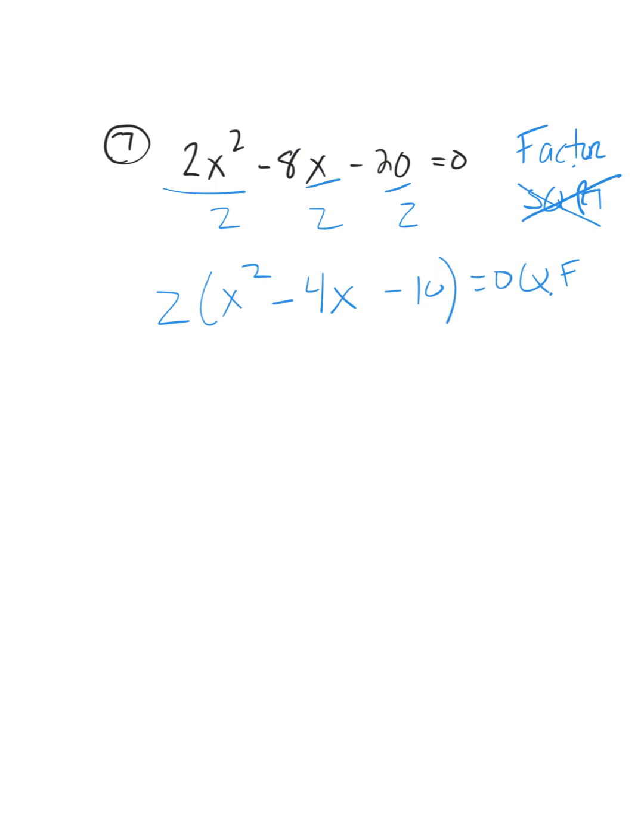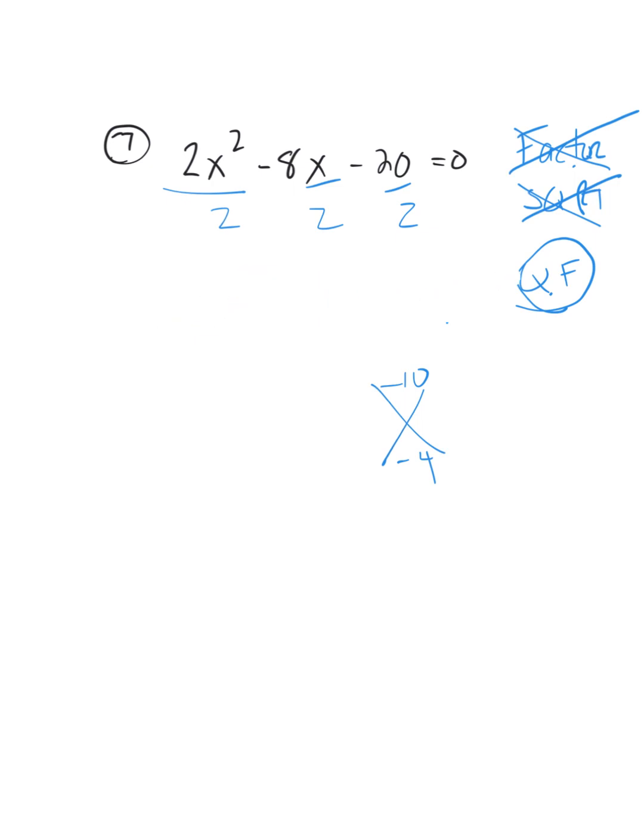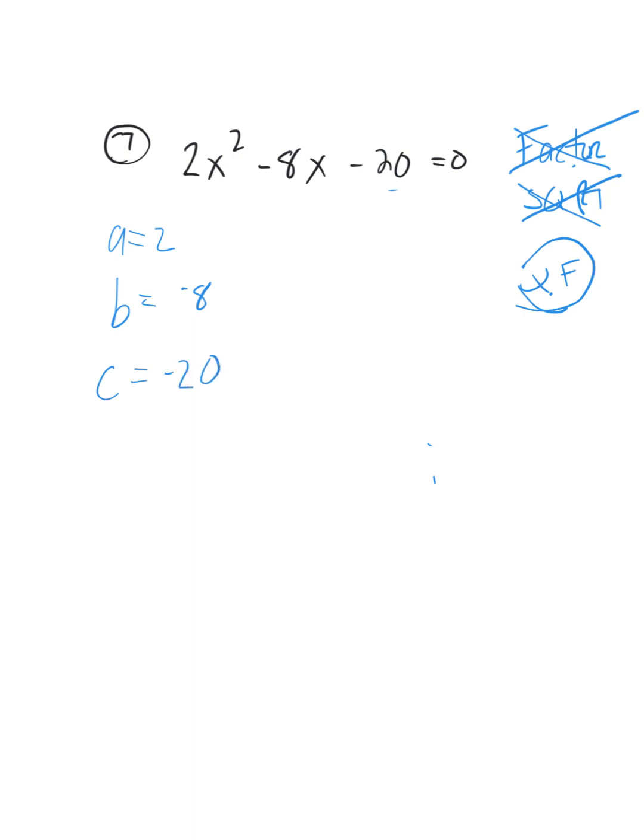And you kind of run into a roadblock here because we don't have two numbers that multiply to a negative 10 that add to a negative 4. So factoring doesn't work, and so quadratic formula is our only option here. So we first have to identify our A, B, and C. So our A value is 2, our B value is negative 8, our C value is negative 20. We're then going to calculate the discriminant. That discriminant is going to tell us the number of solutions that we're looking for.